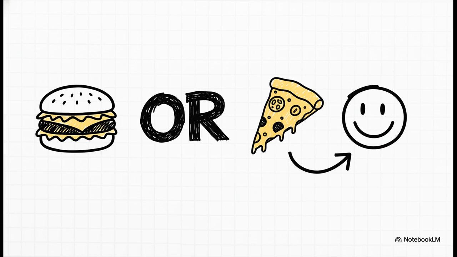It only needs one condition to be true to open the gate. So if the user loves burgers or they love pizza, the condition passes. Liking both isn't necessary, just one is totally fine.